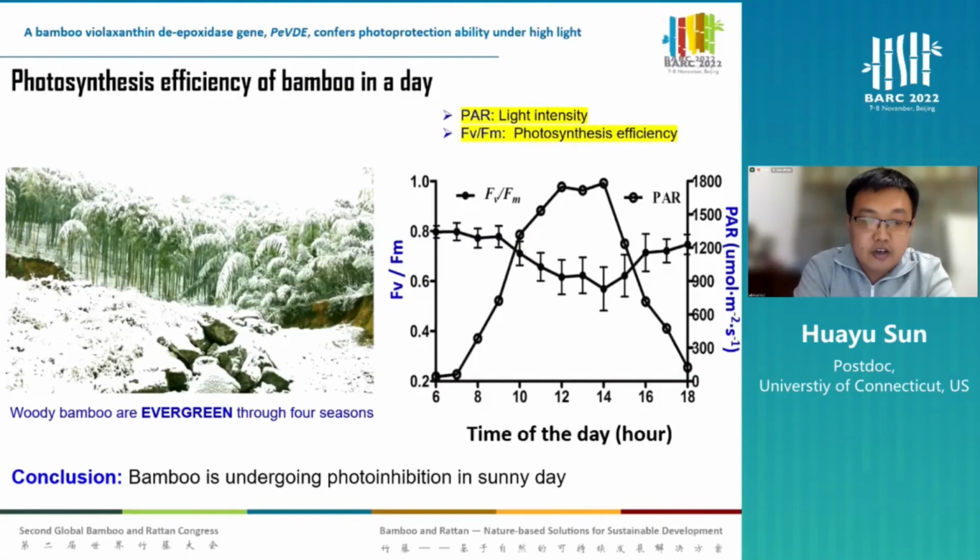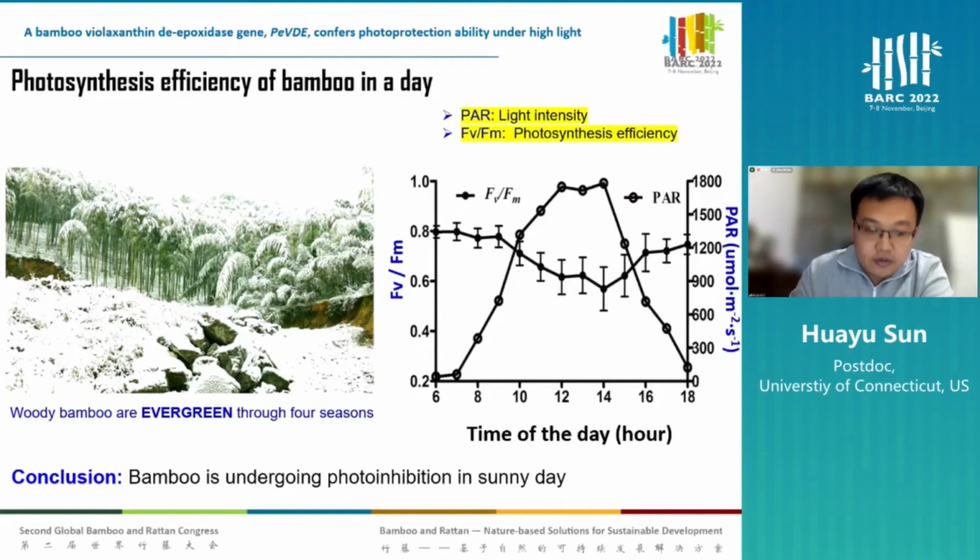First, I will show that bamboo is widely distributed in the tropical and subtropical areas of the world. However, almost all bamboo is evergreen through all four seasons. So bamboo must have some special features to face the various environmental stresses in nature, especially high light stress.